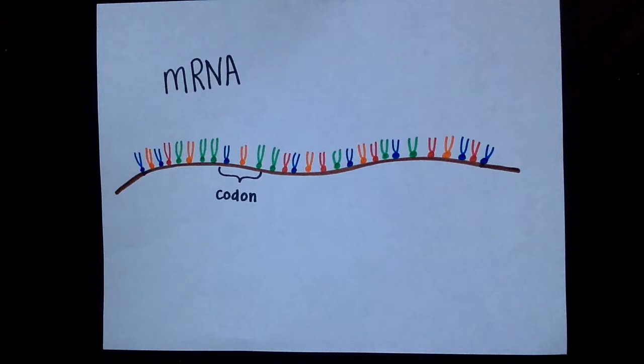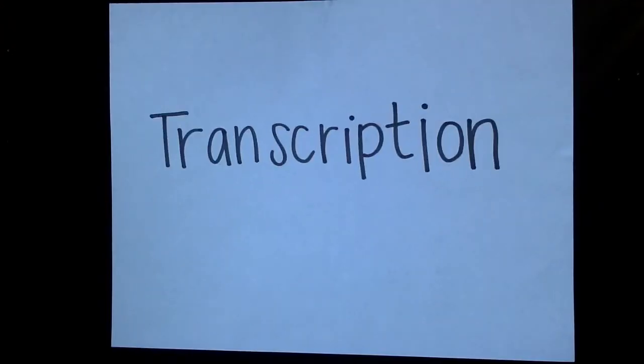mRNA carries info from DNA outside the nucleus to continue the process of protein synthesis. RNA replaces the thymine base with uracil. mRNA is formed through the transcription of DNA. Transcription takes place in the nucleoplasm. This process allows instructions for protein formation to be copied from DNA to mRNA.